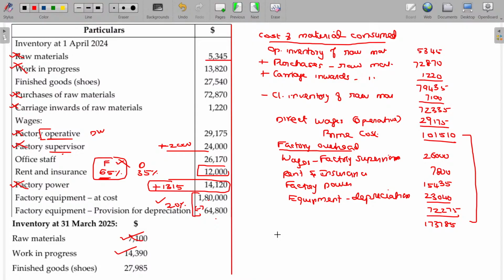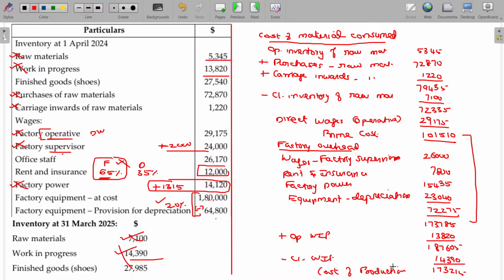Here opening work in progress cost you know should be added. So opening work in progress, WIP, 13,820. Now this value being 1,87,605 minus closing work in progress. Closing work in progress here being 14,390. If I subtract, then I will get 1,73,215 being cost of production. Okay. From here onwards, you can proceed with the trading section.